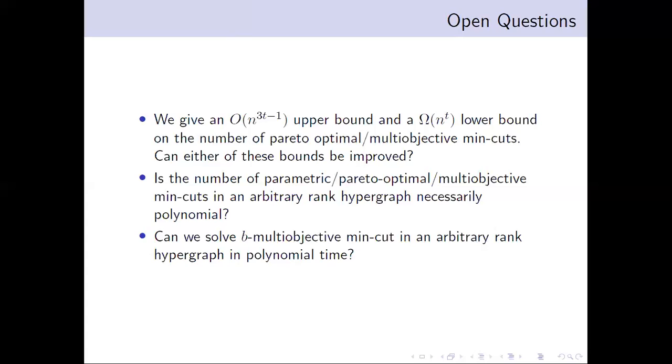Note that parametric min cut can be efficiently solved by simply choosing arbitrary weights. So the other cut measures are not interesting from an algorithmic perspective.